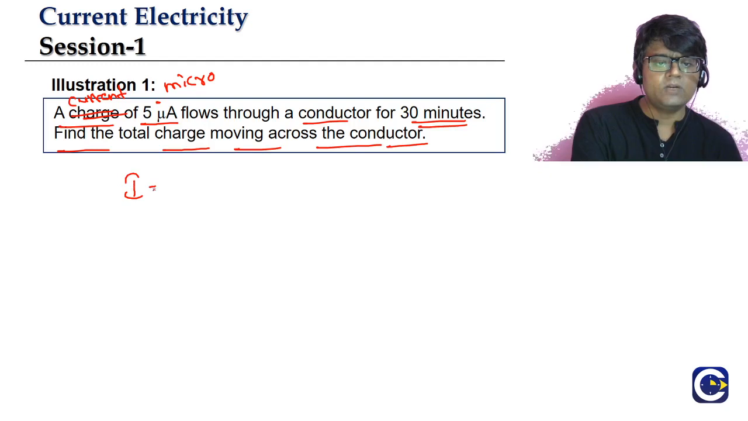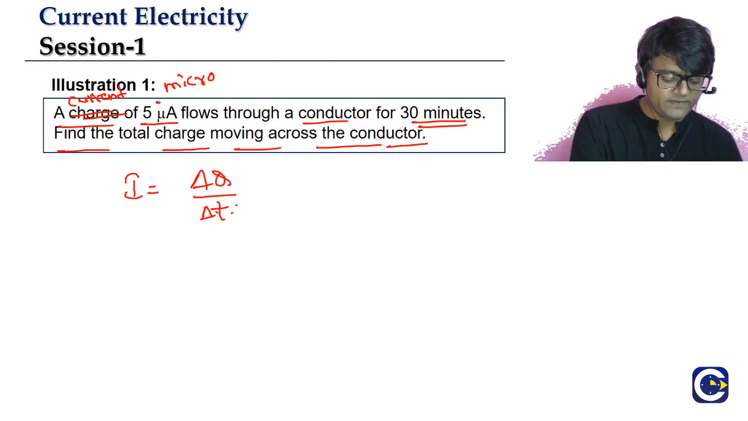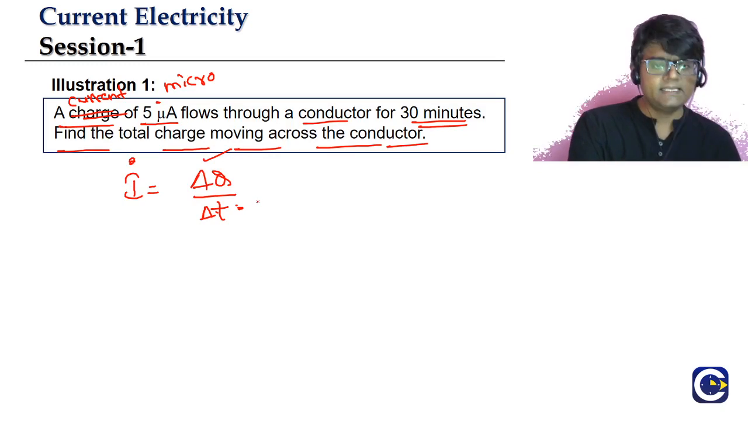Average current I is equal to what? Delta Q by delta T: the charge that is flowing divided by the time taken. Correct. So we need to find delta Q. If current is in SI unit and time is in SI unit, then the charge is also going to come in the SI system.